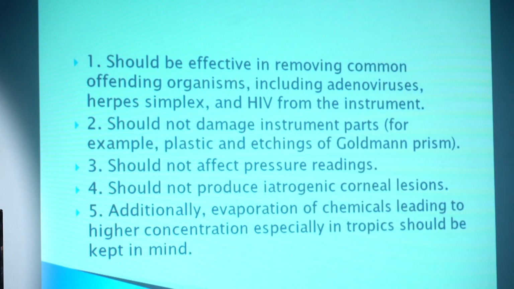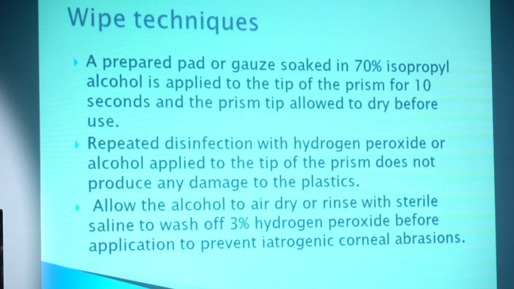This sterilization should be effective in removing common offending organisms like adenovirus, herpes simplex, or HIV from the instruments, and should not damage the instrument parts, for example the plastic lenses of the Goldmann prism, and should not affect the pressure rating. So how do we do the wipe? A prepared pad or gauze soaked in 70% isopropyl alcohol is applied to the tip of the prism for 10 seconds, and then the prism tip is allowed to dry before use.